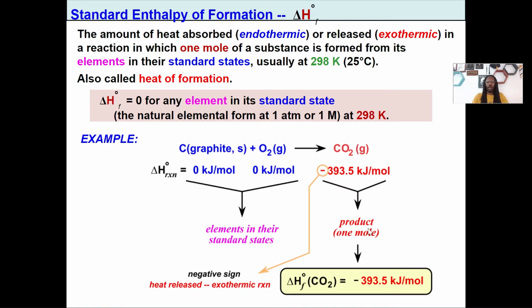Now, when we go to do our enthalpy, remember, it's just products minus reactants. In this case, that's going to be negative 393.5 minus 0, because our reactants are just 0. So our enthalpy of formation for carbon dioxide is negative 393.5 kilojoules per mole. Because this is a negative sign, it lets me know that this reaction is going to be releasing energy. And if you're releasing energy, you've got an exothermic reaction.